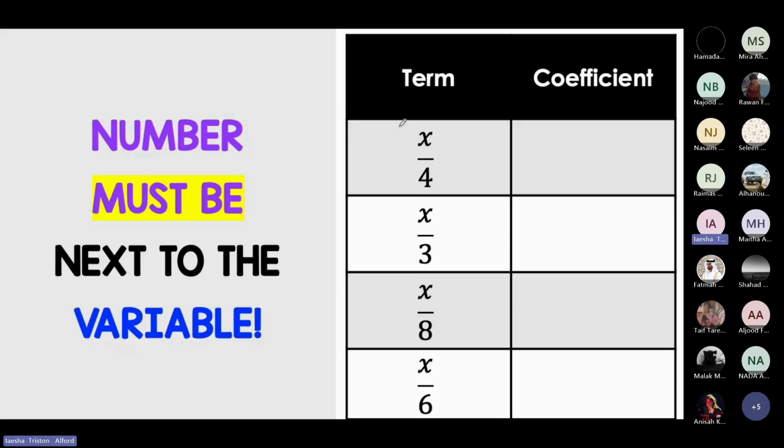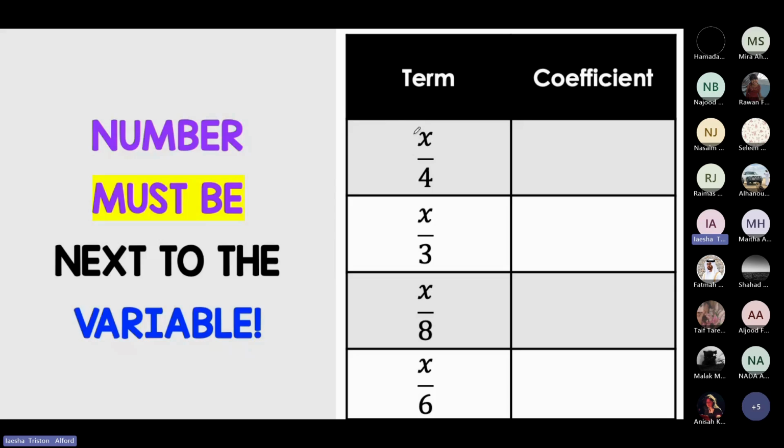Not positive 4. Positive 1x. Not positive 1x. Close. Positive x over positive 4. Close. Remember, the coefficient is a number. Positive 1x over 4. Closer. Not quite. No, we didn't multiply. We didn't divide. We want to know what number is the coefficient. You guys are getting close.